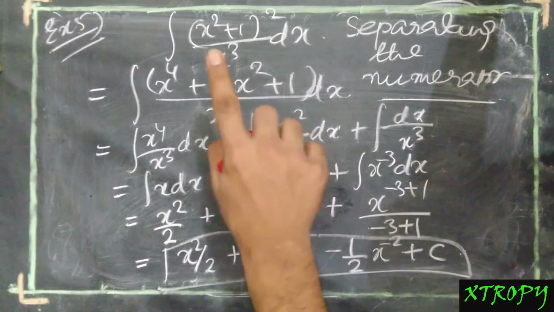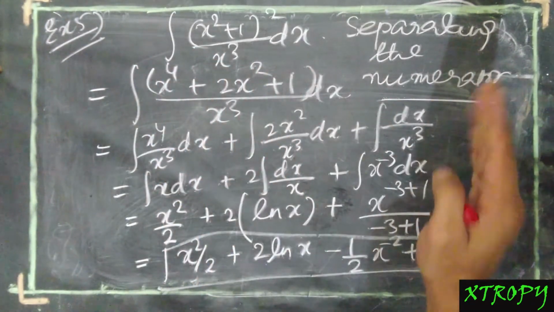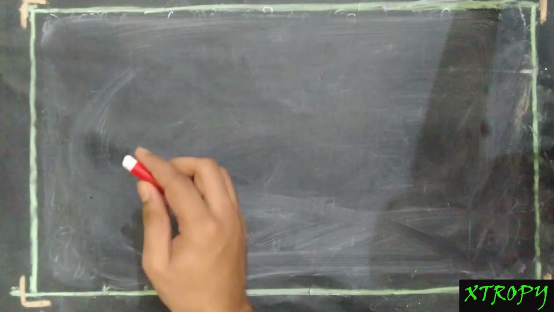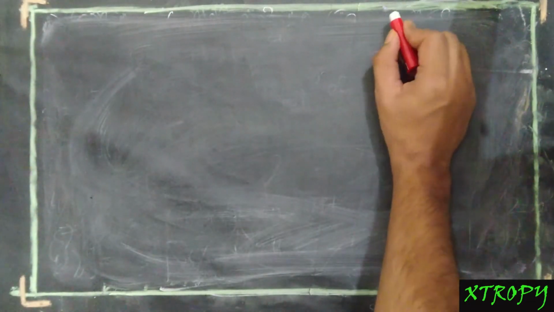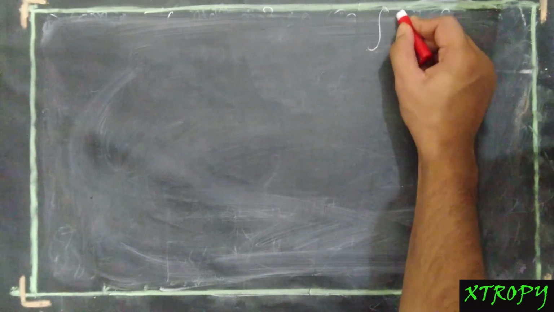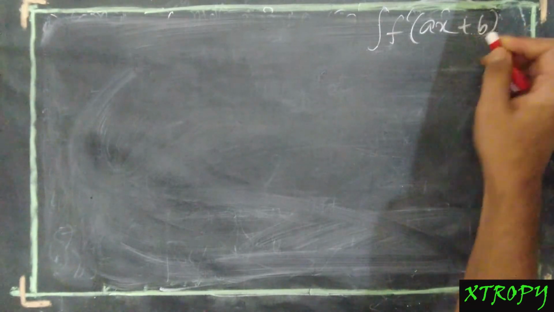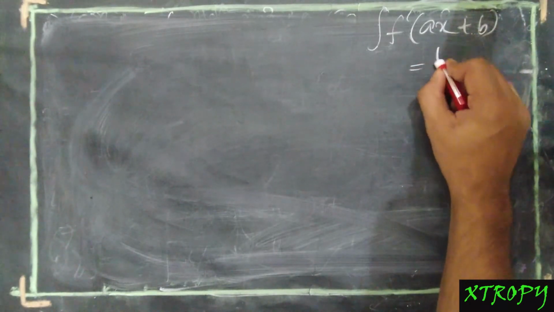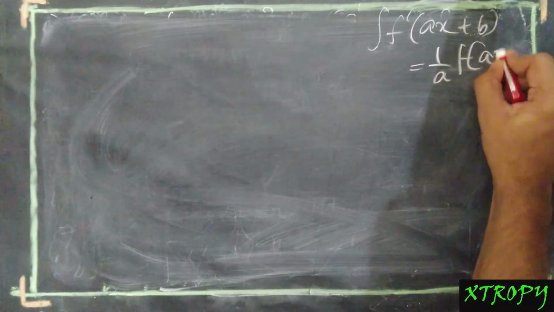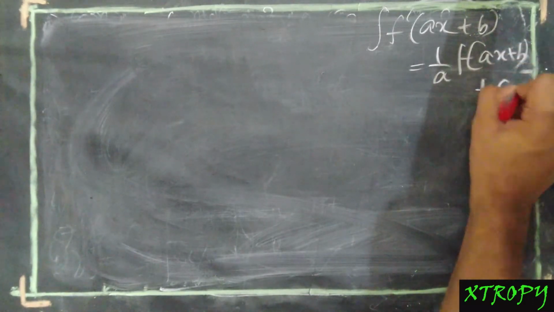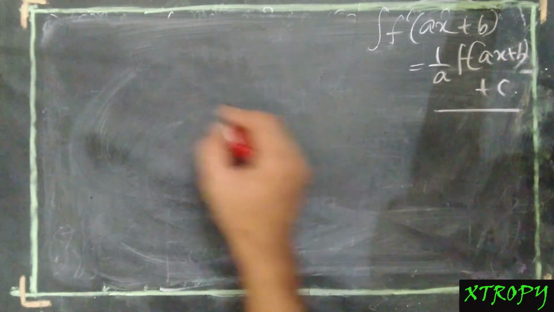In this we saw how to separate the numerator for our ease. Now let's see an example of the type. Remember I showed you this formula, that integration of f'(ax + b) is actually 1 by a f(ax + b) plus c. So let us see an example of this.